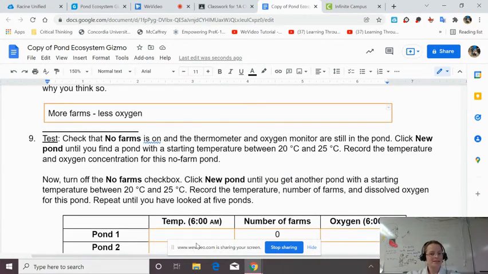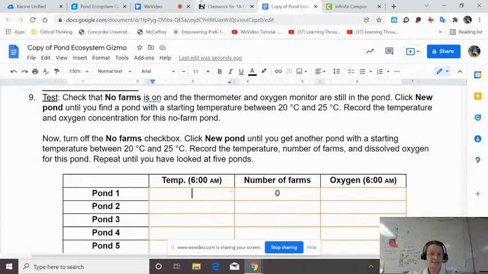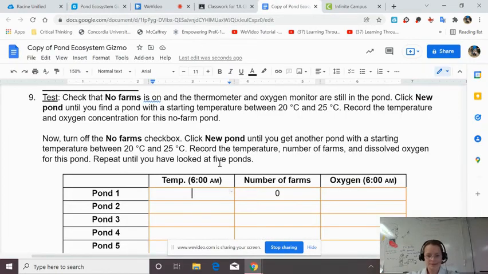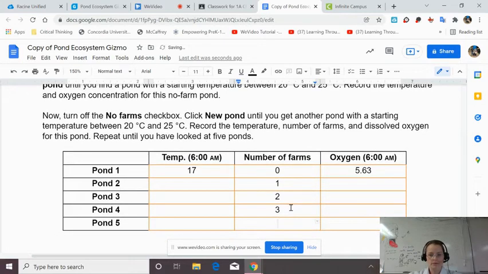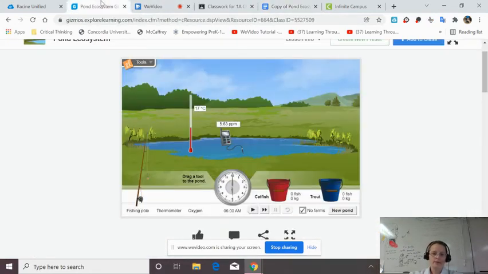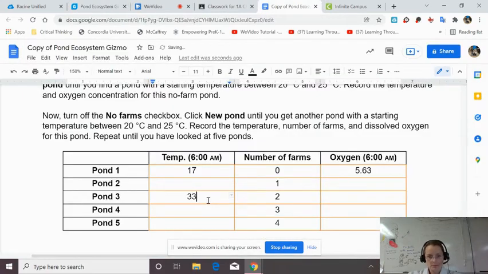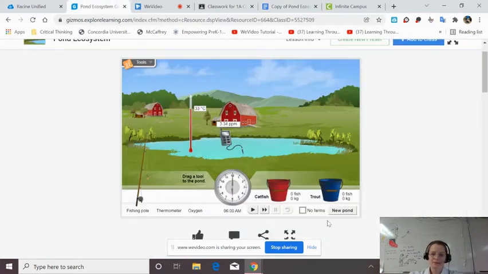So let's take a look, guys. So number of farms, 0, temp at 6 a.m. 17 and 5.63. 17, 5.63. On 2, we're going to have this go up. 1, 2, 3, and 4. So let's do a new pond. We've got to uncheck no farms. And look, we have 2 farms, 33 and 3.34. So we'll put that here. 33, 3.34. Keep going. New pond.